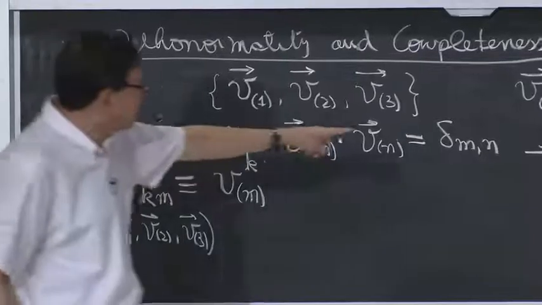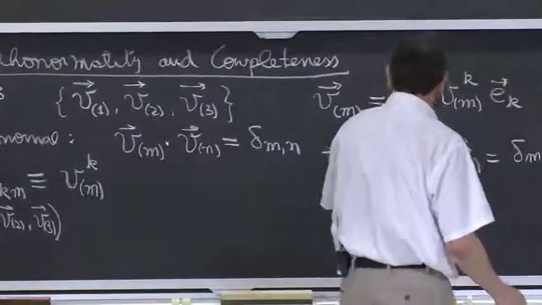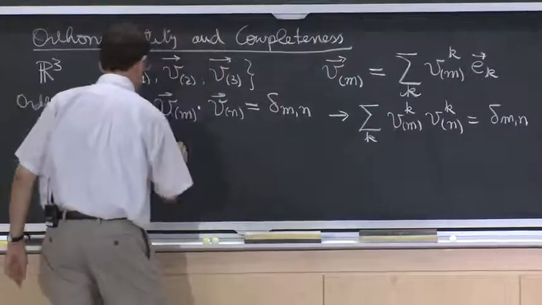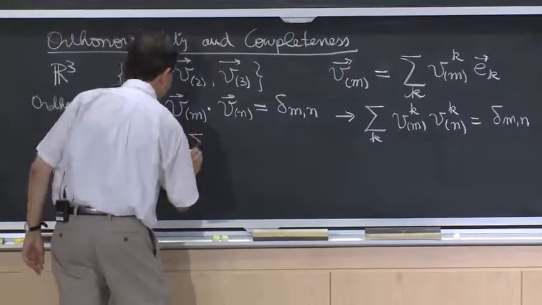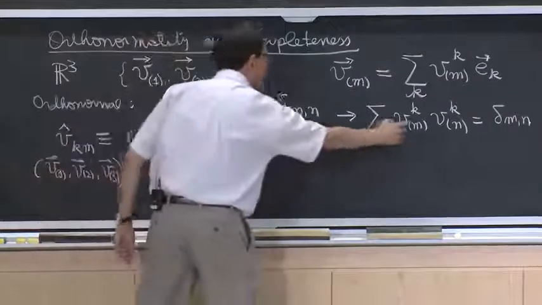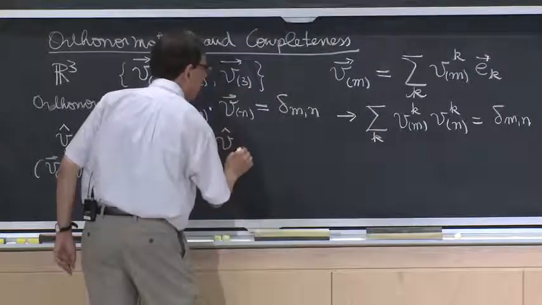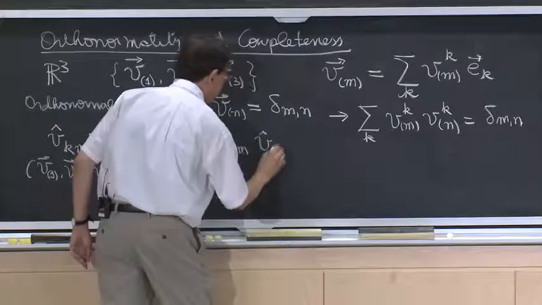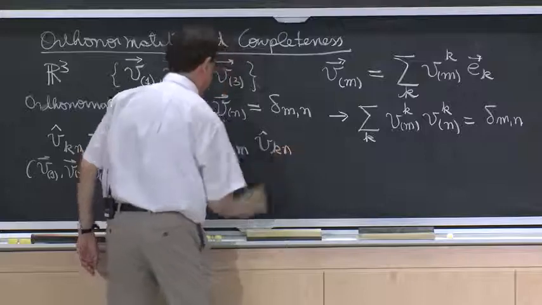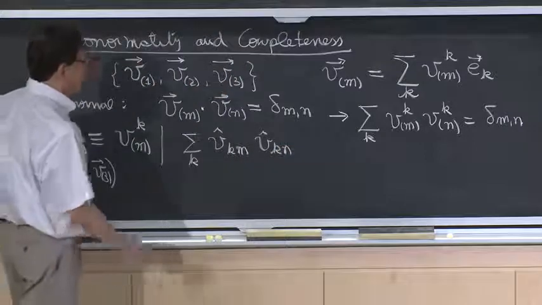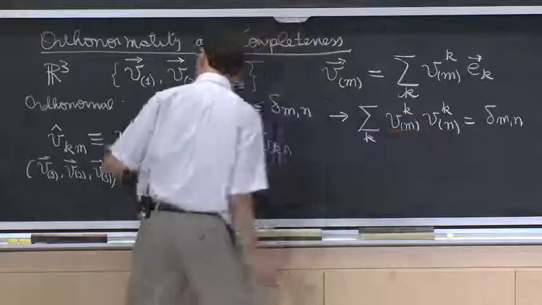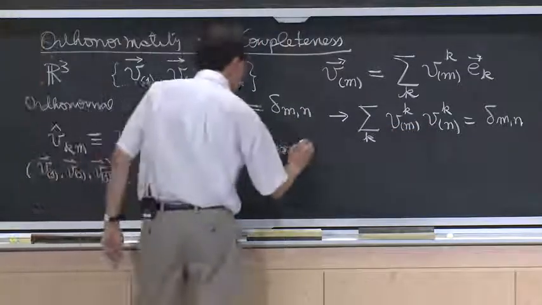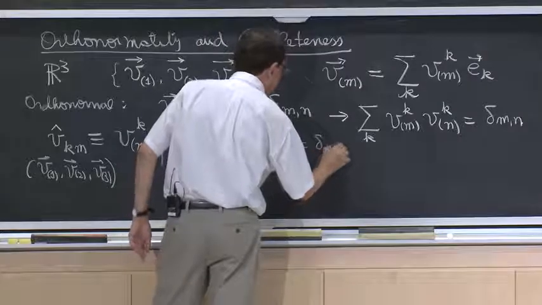And now let's see what this equation becomes. So this equation over here is the sum over K of V hat Km times V hat Kn. I just rewrote these two things in terms of the matrix. This is equal to delta Mn.